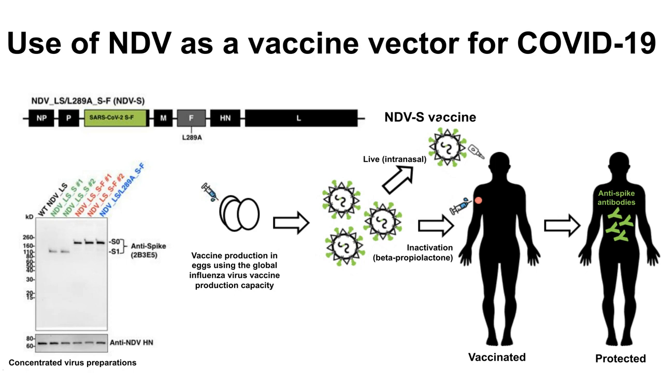And then in terms of production, they can be produced in eggs, and this results in generation of virions containing the spike, here in green, decorating the virions. Because they have this spike on the surface, we can test two modalities of vaccination. One is we can inactivate the viruses and inject them intramuscularly, similar to an inactivated viral vaccine. Or we can use it as a live vaccine, because this virus does not induce disease in humans, either intramuscularly or intranasally, which may allow better protection of the upper respiratory tract.